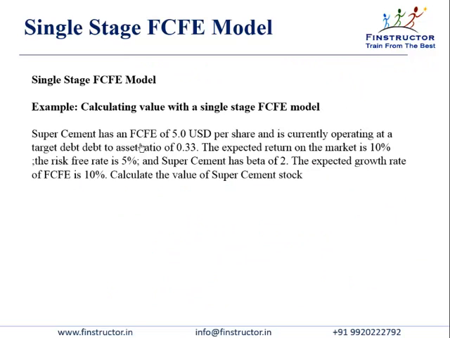Super Cement has a free cash flow to equity of 5 USD per share and is currently operating at a target debt to asset ratio of 0.33. The expected return on the market is 10%, the risk-free rate is 5%, and Super Cement has a beta of 2. The expected growth rate of FCFE is 10%. Calculate the value of Super Cement stock.